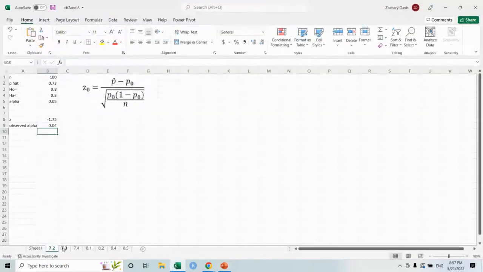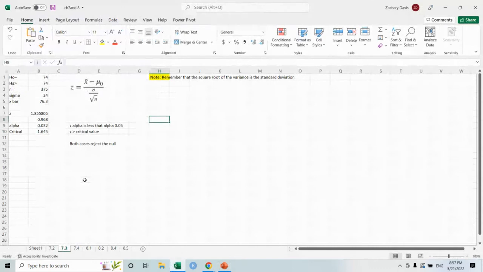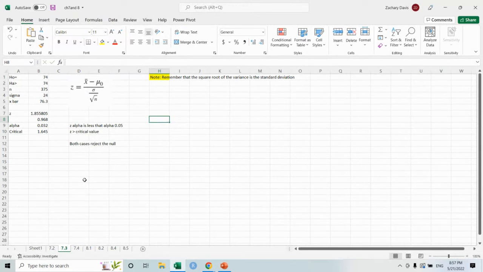So let's take a look at that. Describe the sampling distribution of x-bar. Since the sample size is sufficiently large, the sampling distribution is approximately normal. We were given our hypothesis test that the mean was 74 and that our alternative hypothesis was greater than 74. We have n, a sample size of 375. Our sigma, our standard deviation, is 24. The sample mean that we are testing is 76.3, our x-bar.